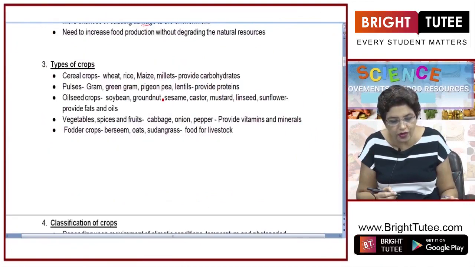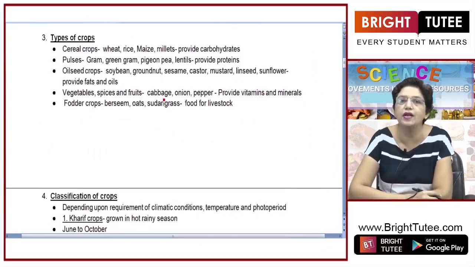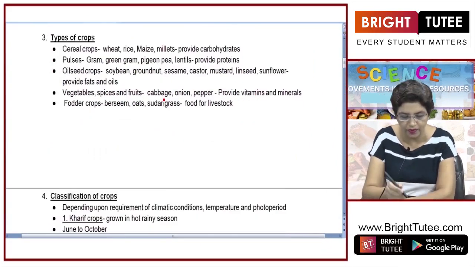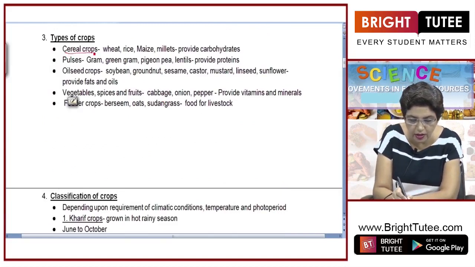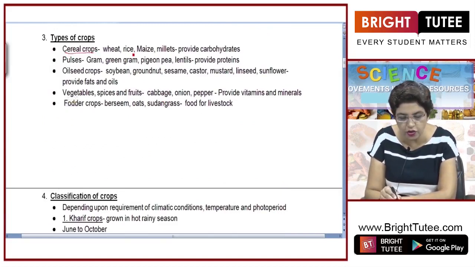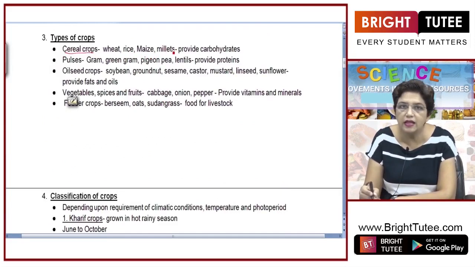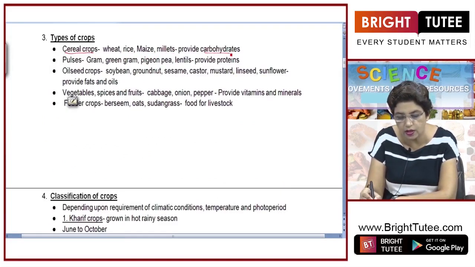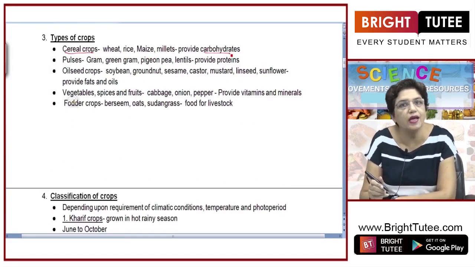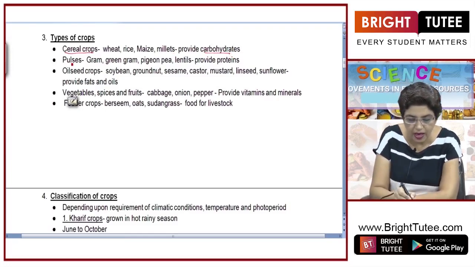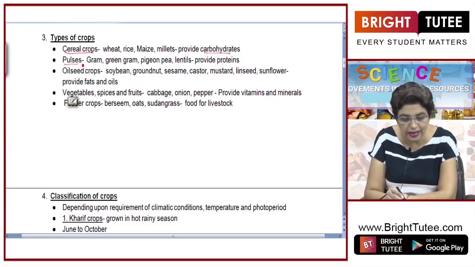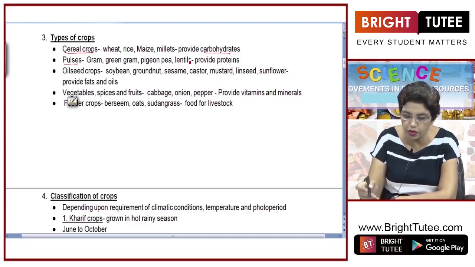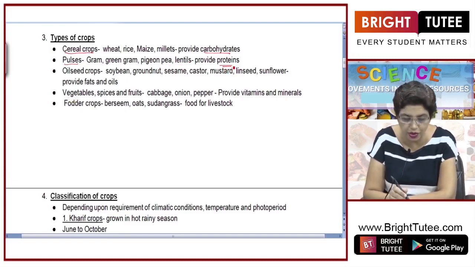So before we move further, let's understand what are the different types of crops that we are growing. First is the cereal crops, which includes wheat, rice, maize, millets. These crops provide us with carbohydrates, which is an energy giving nutrient. Then there are pulses like gram, green gram, pigeon pea, lentils and many more. These pulses provide us proteins, which is a body building nutrient.